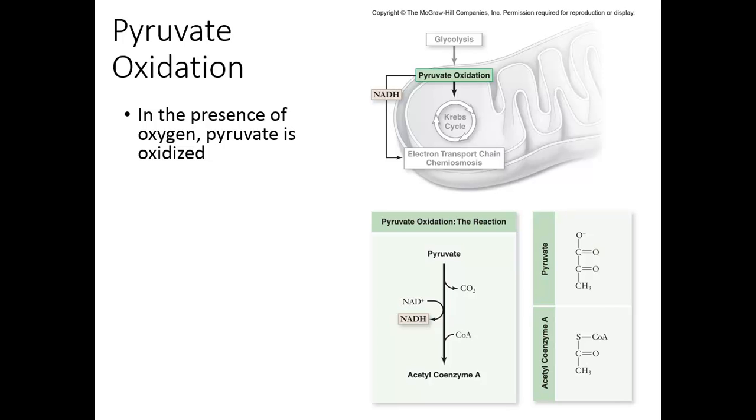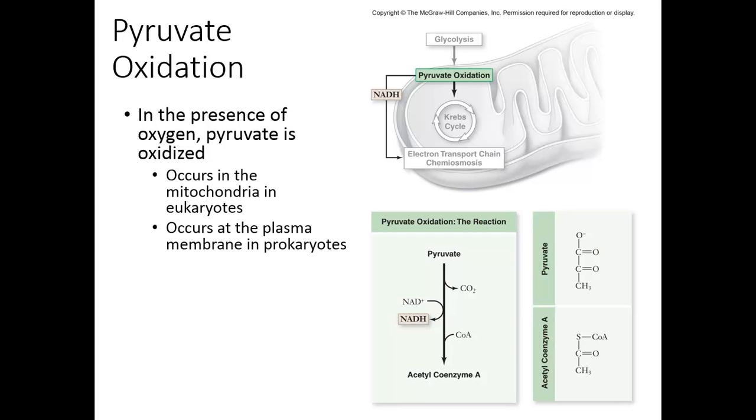Alright, so in order for pyruvate to be oxidized, if we have oxygen, we will do that through the process of aerobic respiration. And it occurs in the mitochondria. So we have to take pyruvate from the cytoplasm and transfer it into the mitochondria. Prokaryotes do not have a mitochondria, so it occurs at the cell membrane in prokaryotes.